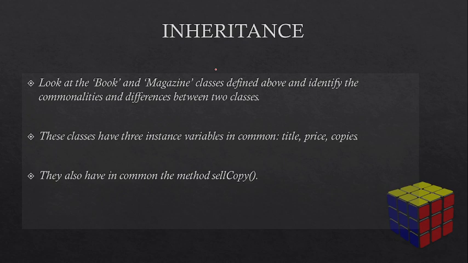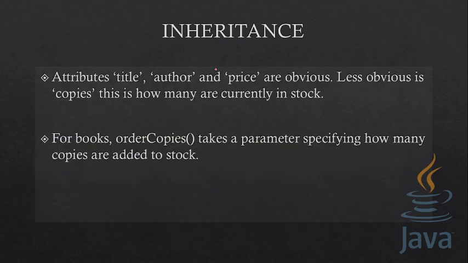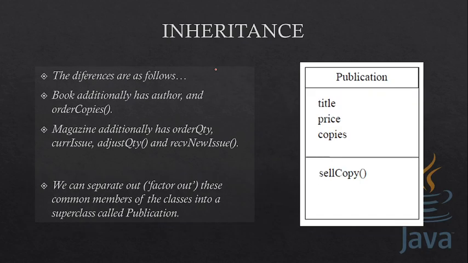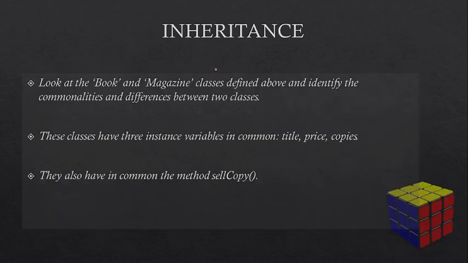Okay, so looking at the previous classes, identify the commonalities and differences in the two classes. So let's go back. So here, identify the common attributes and common methods, as well as different attributes, meaning attributes that are only present in a specific class, as well as methods. Okay, so here, in common they have three instance variables, or three characteristics or attributes, that are common. So we have title, price, and copies. And with regard to methods, both of them have the method copy.